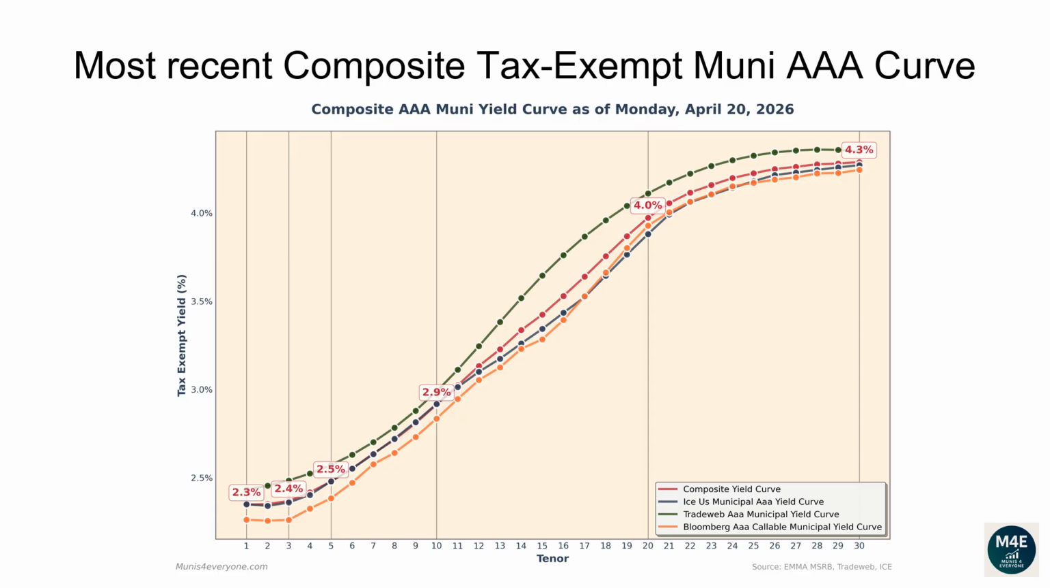The one-year composite tax-exempt yield is 2.35%. The two-year yield is 2.35%. The three-year yield is 2.37%. The 5-year yield is 2.48%. The 10-year yield is 2.91%. The 20-year yield is 3.97%. The 30-year yield is 4.29%.